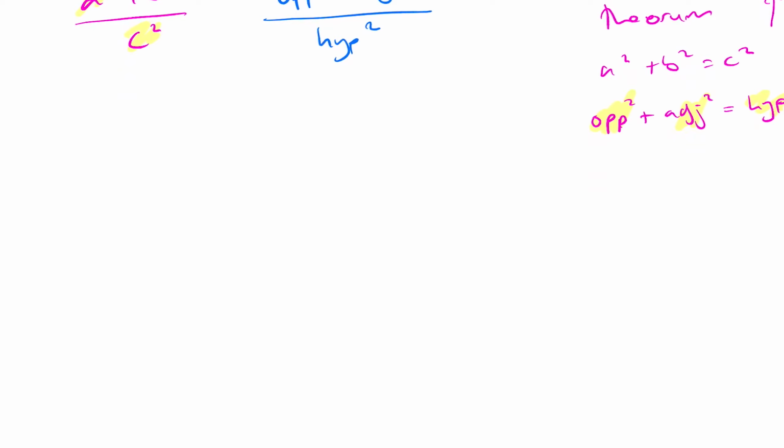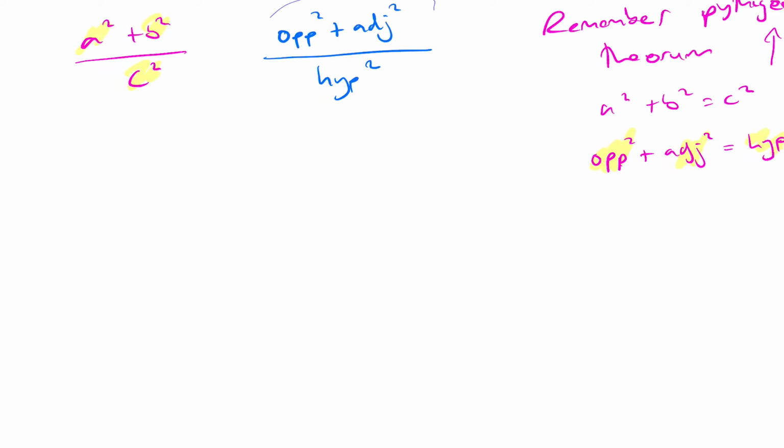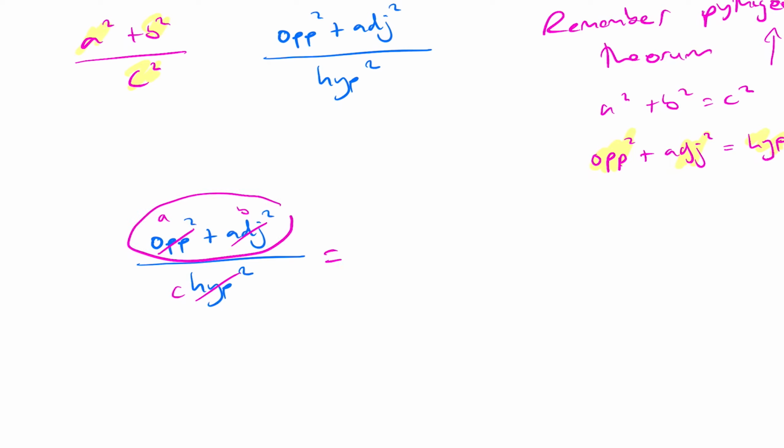Okay, so if A squared plus B squared equals C squared, and what we're saying is that opposite squared plus adjacent squared is equal to the hypotenuse squared, then going back to this equation here and duplicating it, we can just write, for example, A squared plus B squared equals C squared. That's what we're saying, right? So we've just said that opposite squared plus adjacent squared is equal to the hypotenuse squared.